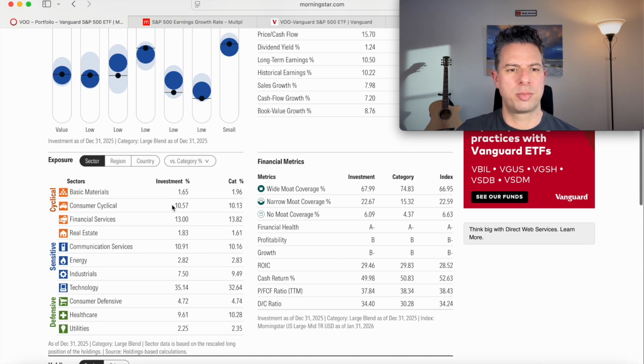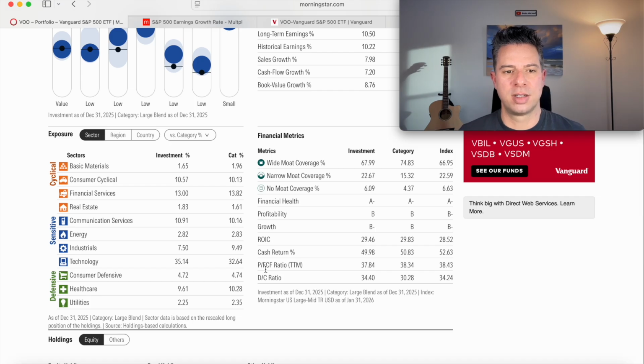And then you can see here it breaks down the sectors. So how much of this fund is in each sector? So basic materials, pretty low, 1.65%. Let's see, financial services, a little bit higher, 13%. Communication services, almost 11%. And of course, technology is a big part of the S&P, 35%. And that's just a fact of the technology companies like Apple and Meta and Google. These companies are dominant and make up a big part of the index.